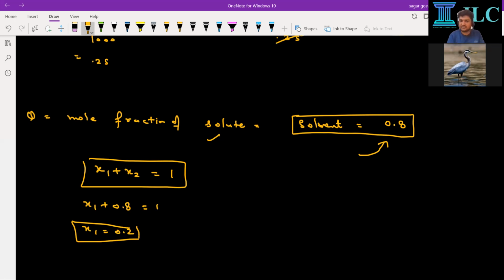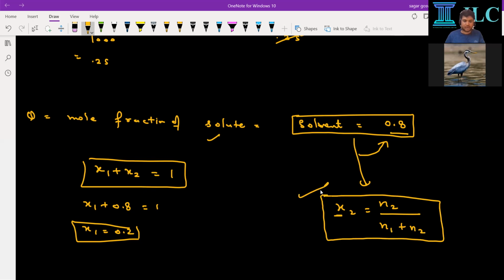And what is the formula of mole fraction, by the way? If I say the solvent is 0.8, what is the formula of x2? It is the mole fraction x. So you should write number of moles of solvent divided by number of moles of solute plus number of moles of solvent, the total. Got it now? So this is the thing which you need to remember.